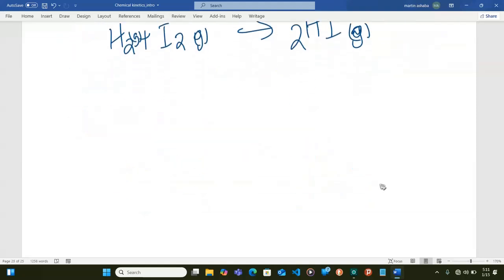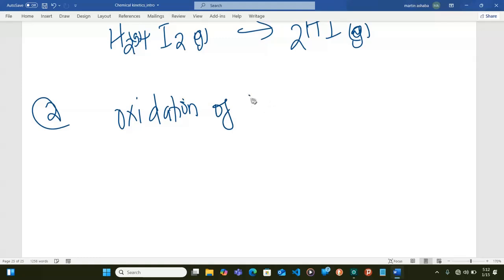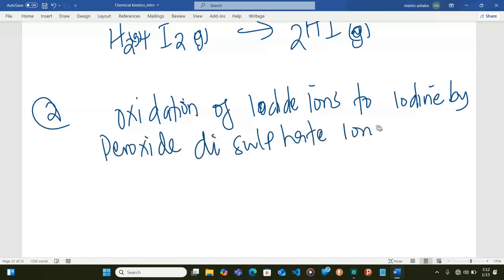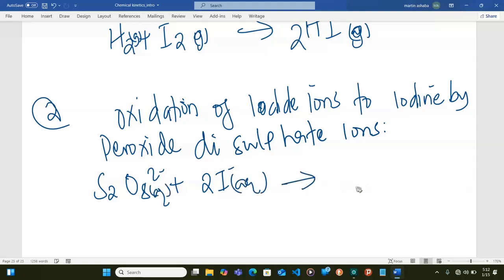Another example is going to be oxidation of iodide ions to iodine by peroxide disulfate ion. So oxidation of iodide ions to iodine, obviously by peroxide disulfate ion. Now, this is the peroxide disulfate ion. So we are adding it onto the iodide ions, and we are getting a sulfate and iodine.